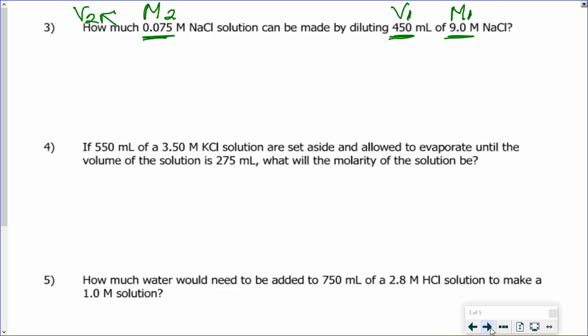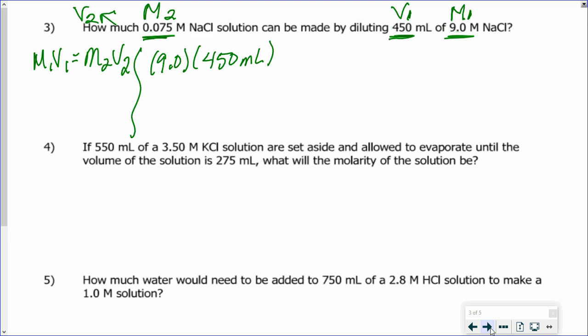So let's set our little equation up here. M1 V1 equals M2 V2. So I pull my M1, which is 9.0. My V1 is 450. Now you notice that's in milliliters. So that means my answer is going to be in milliliters as well. Got to keep them the same. And 0.075.